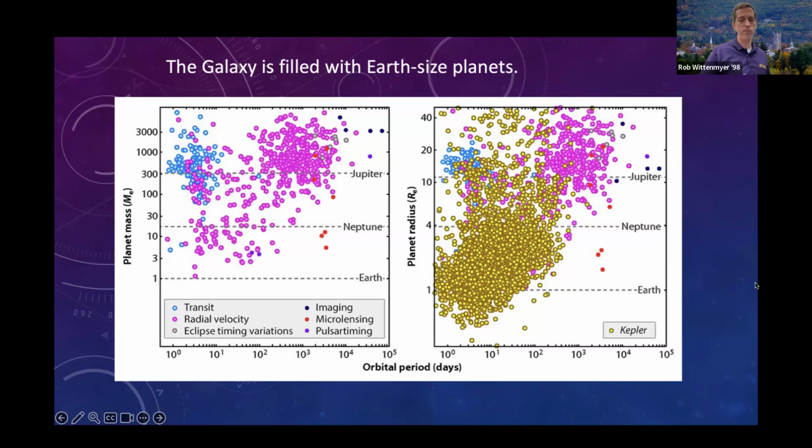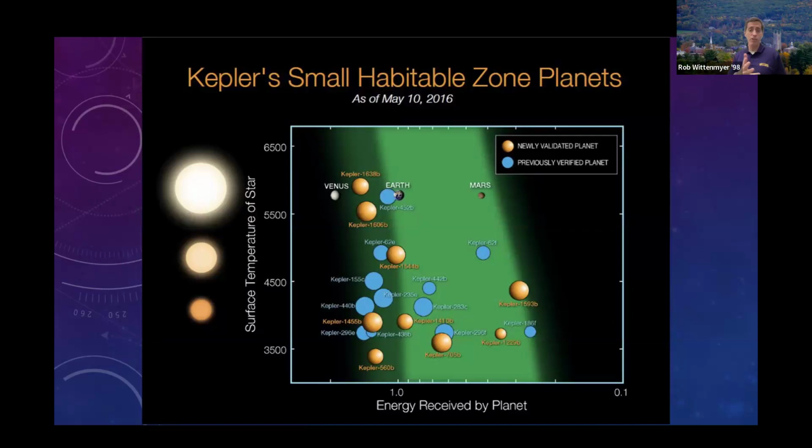So you might also ask how many are in the habitable zone. That was the whole point of Kepler. So here's a plot that shows what Kepler found in the habitable zone of their star. For reference, the Earth is here in this nice green area. Yes, that makes Mars technically a habitable zone planet. So, you know, there's a lot that goes into this habitable zone concept.